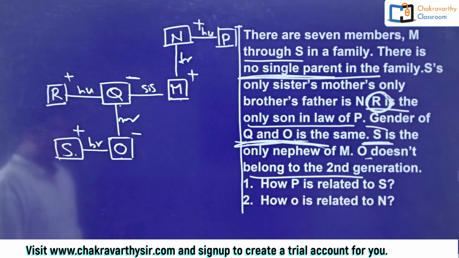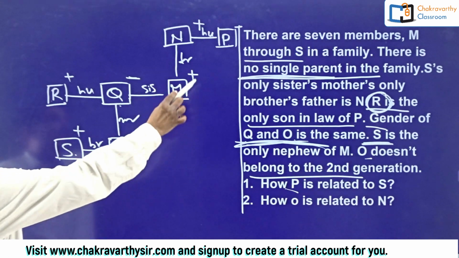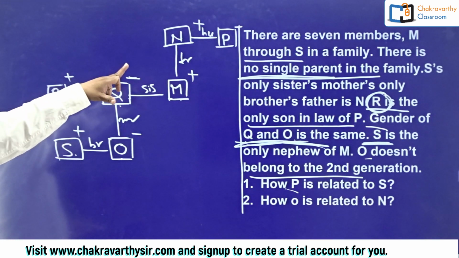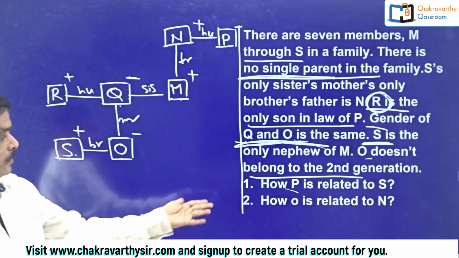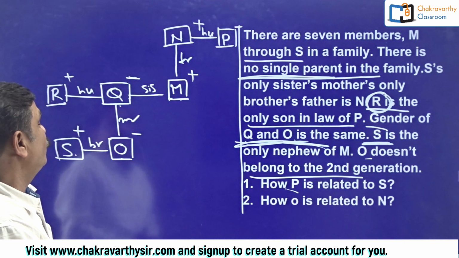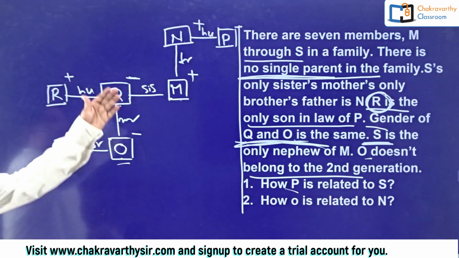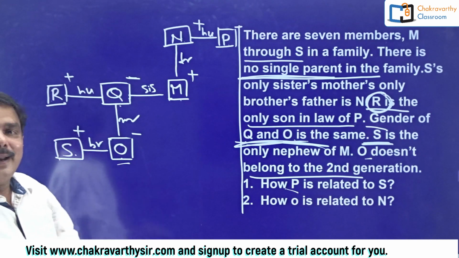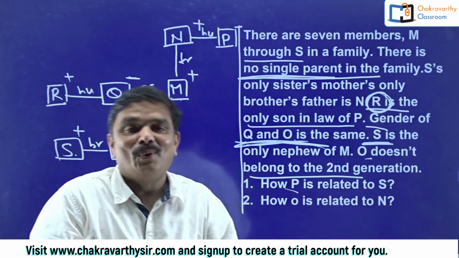Now let's take the questions here. How P is related to S? Simple question, you can answer this one. P is here and S is here. S, mother is P. P must be grandmother of S. Next one is how O is related to N. Now here it is O and this is N. N is obviously the grandfather of O and O should be granddaughter of N is the perfect way. I hope you understood this one.